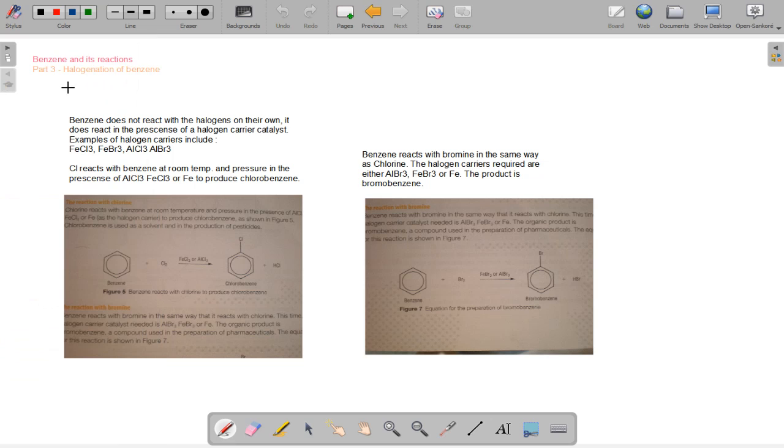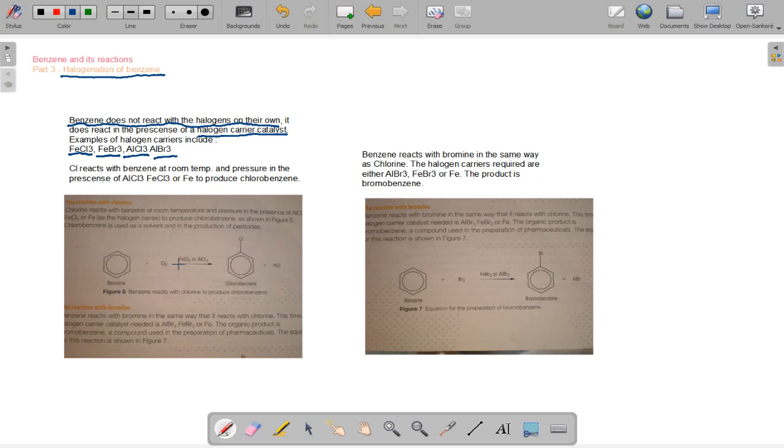So part 3 now, we'll talk about the halogenation of benzene. Benzene does not react with the halogens on their own. Knowing that because benzene does not react with the halogens on its own, it needs an intermediate. It needs something to physically, I wouldn't say physically carry the halogen, as it doesn't do that. It needs a catalyst to carry the halogen, like iron chloride, iron bromide, aluminium chloride, or aluminium bromide.